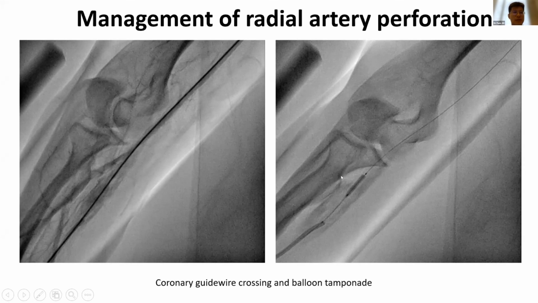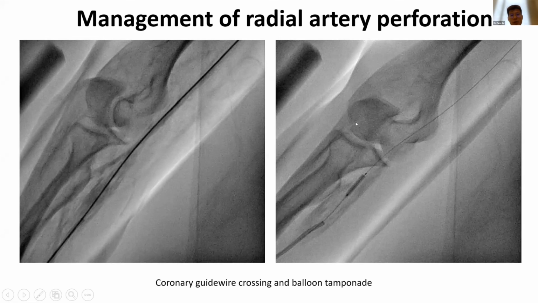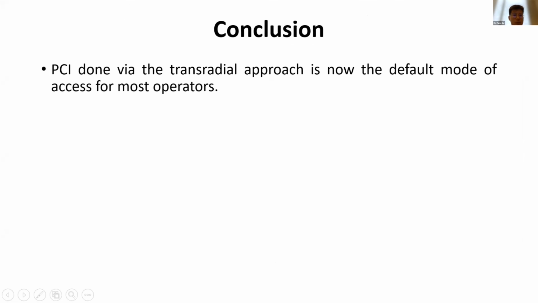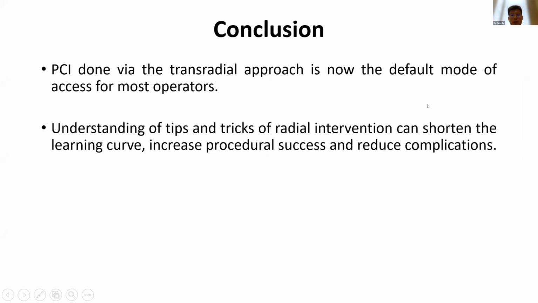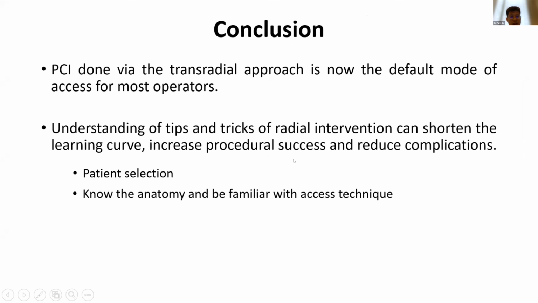So in conclusion, PCI done via the transradial approach is now the default mode of access for most operators. Understanding of tips and tricks can potentially shorten the learning curve, increase procedural success, and reduce complications. And I'll just summarize some of the tips and tricks here. 1, patient selection is key. 2, know the anatomy well and be familiar with your access technique.